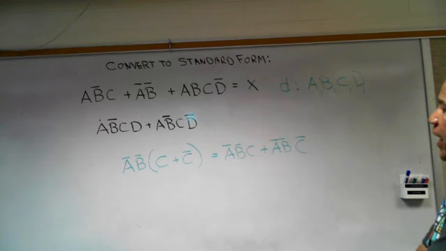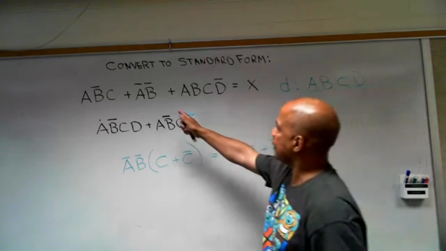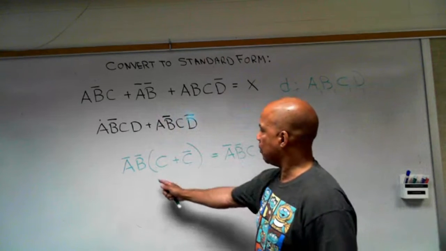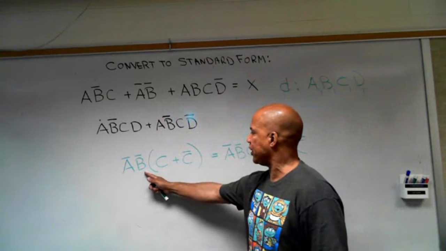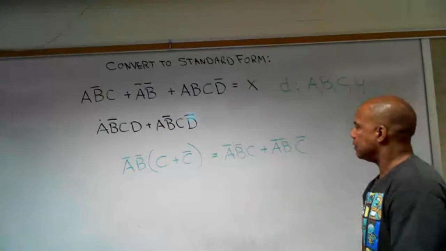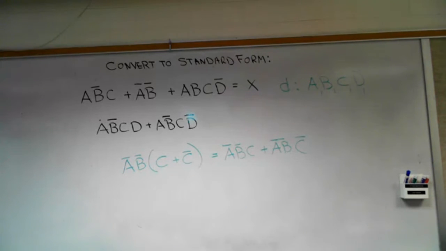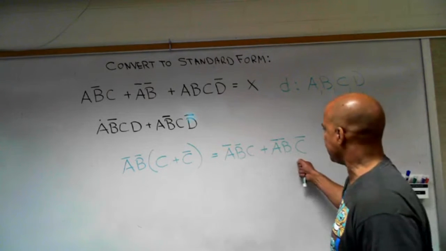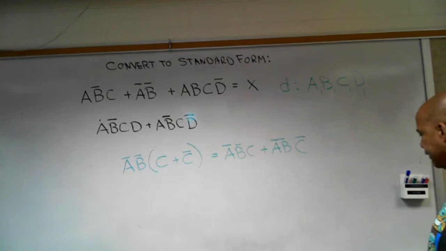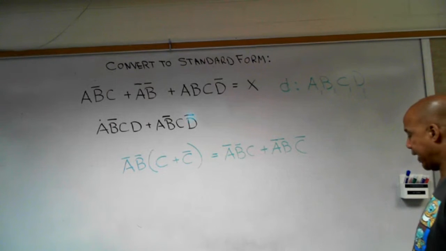So I did the first expansion. I'm trying to get a C into here, and so I multiplied by C or bar C. And what I got is this: not A, not B, C, or not A, not B, not C. And now we're going to do the same thing with these two, expand those, but this time we're going to add a D. So go ahead and add your D.